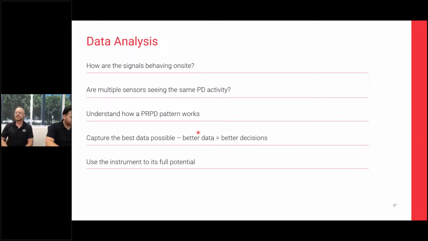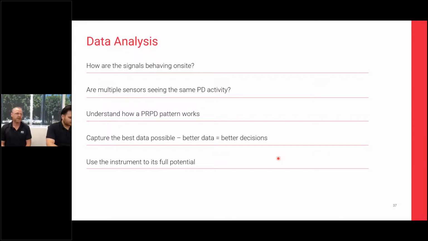And to allow you to do all this analysis, we want to capture the best data possible. Better data equals better decisions. So if we're using this to its full potential, if we're capturing the phase plots correctly, if we're locking onto the phasing when it's time to record the data, if we're using the right sensors in the right way, and we are capturing full records, we're going to be able to make better decisions on the PD activity that we're capturing.